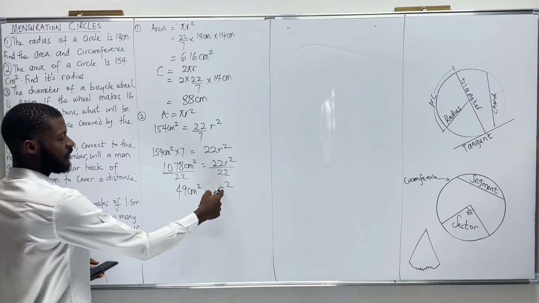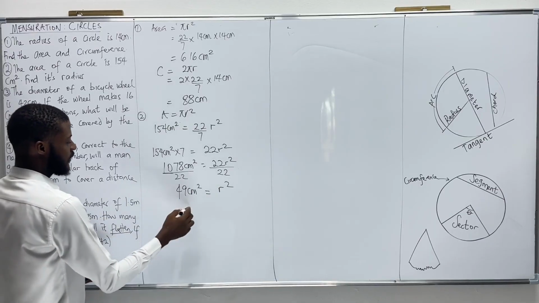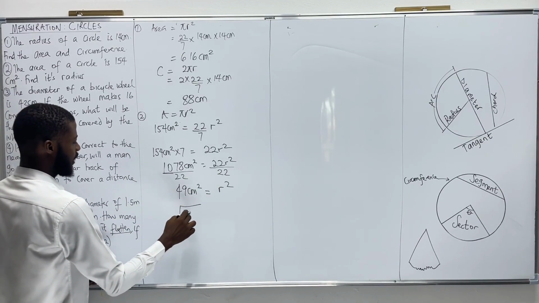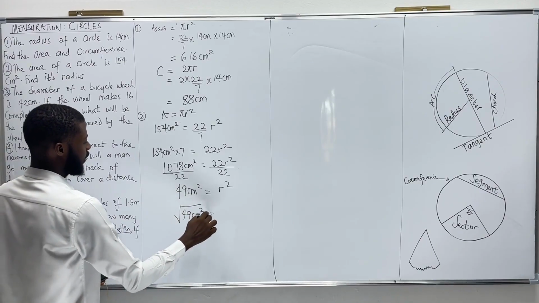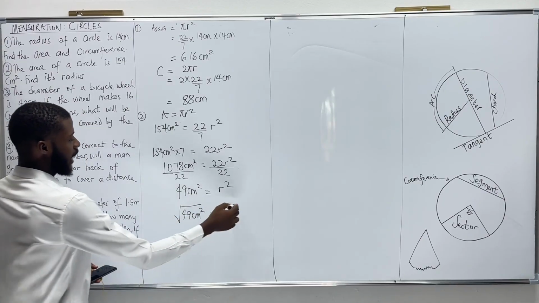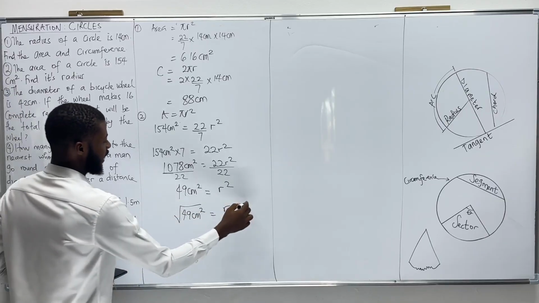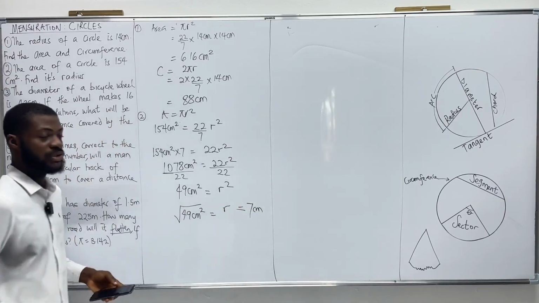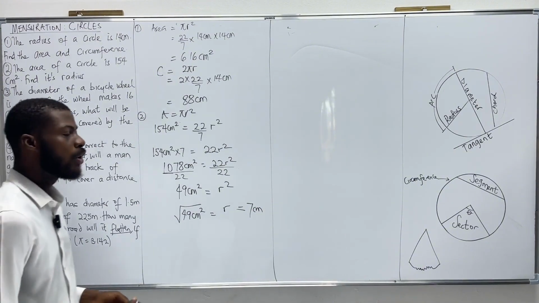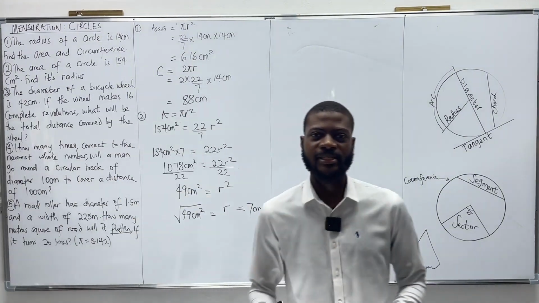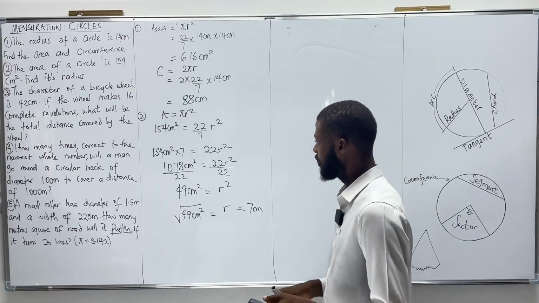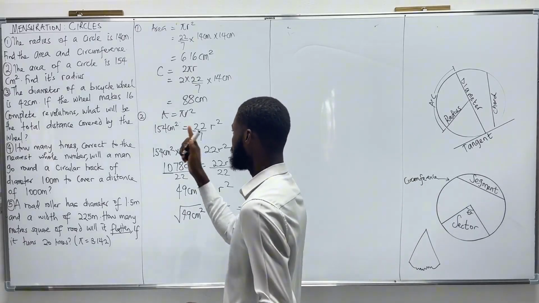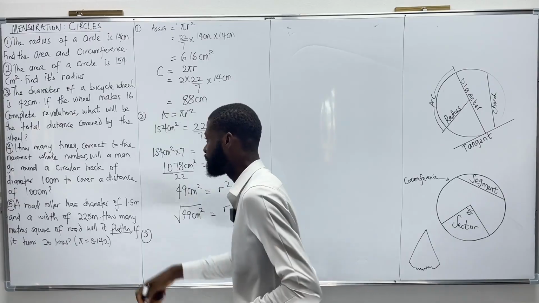Now to get the value of r, we're going to take the square root of this. So the square root of 49 centimeters squared will give us the radius. In this case, square root of 49 is 7. Square root of centimeter squared is centimeter. So this means the radius is equal to 7 centimeters. That's what the radius is. Okay, let's move on.